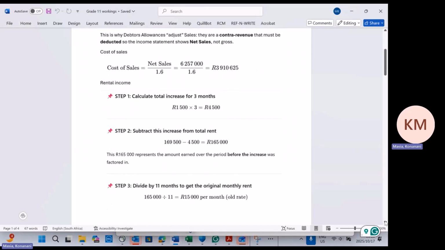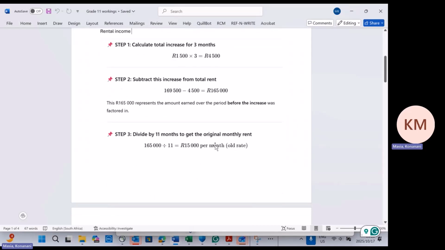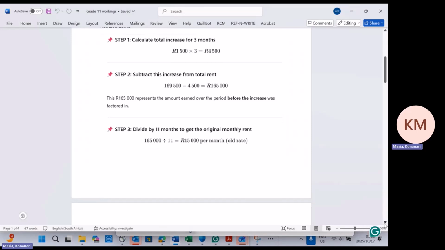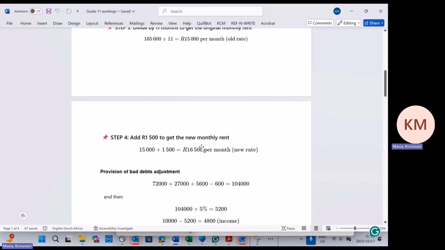Then what do I do now? I divide by the 11 months to get the original rental before the increase, using the old rate, which is now 15,000 per month. But for the month of February, we have been told that it's not yet accounted for, and this 15,000 is before the increase. Therefore, I'm going to say 15,000 plus 1.5, which is now 16,500. That's how I'm going to adjust. Therefore, this 15,000 plus 1.5 is 16.5.